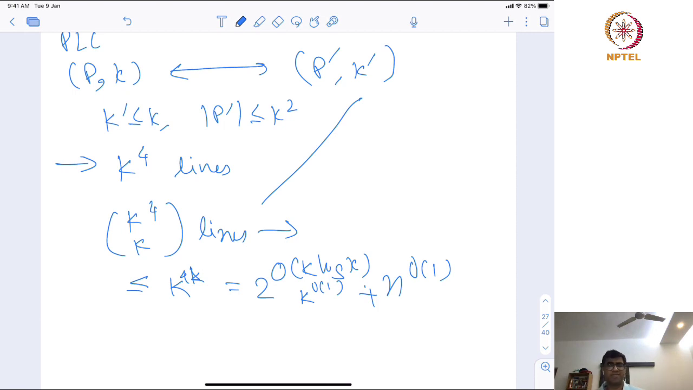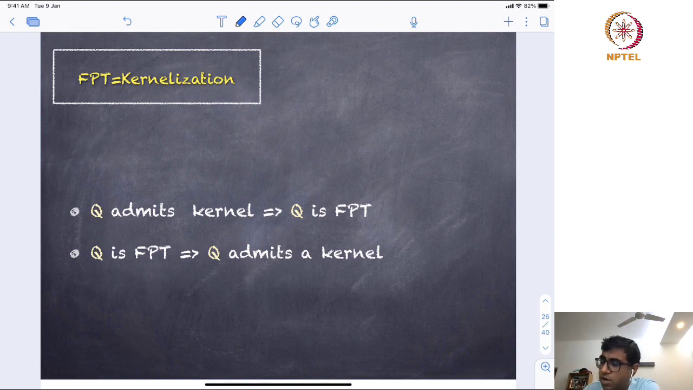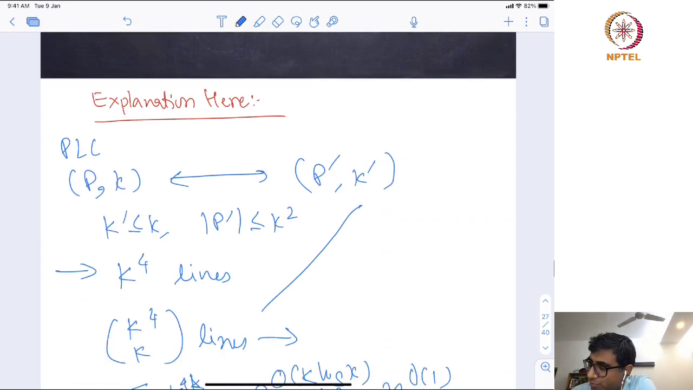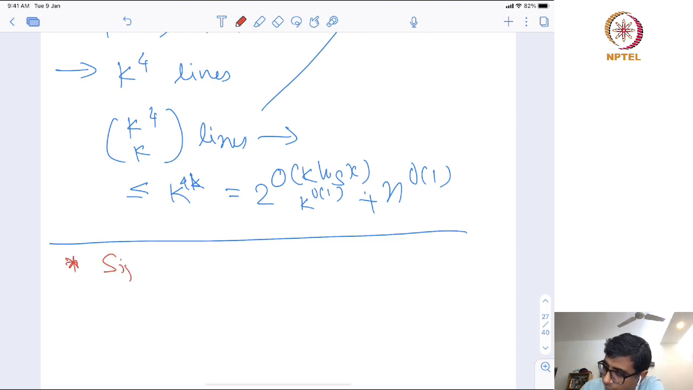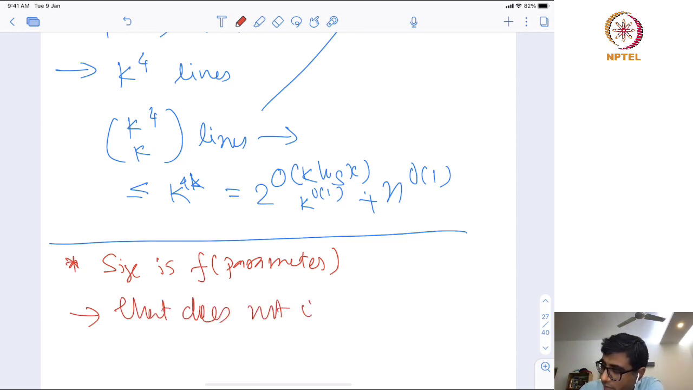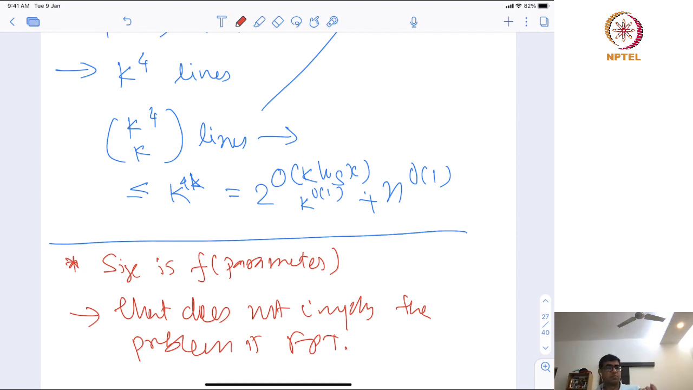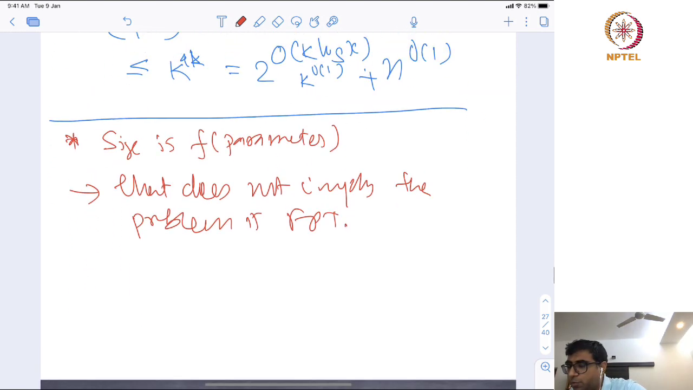So, once we have a kernel, it seems that an obvious way of trying all answers is good, because the size of the instance itself is bounded by some f of k. So, it seems very obvious that if Q admits a kernel then Q is FPT, but this may not be true all the time. If you do not understand this, it is perfectly fine. The size being some function of the parameter does not imply the problem is FPT. Why? Because I may not have an algorithm to even decide whether this is a yes instance. So, basically what we need at this point is for our problem to be decidable.